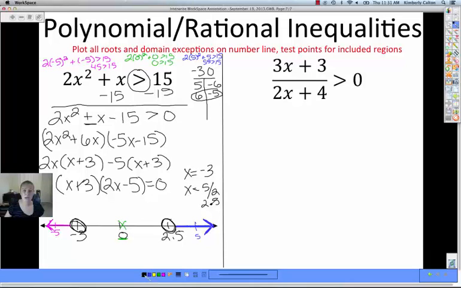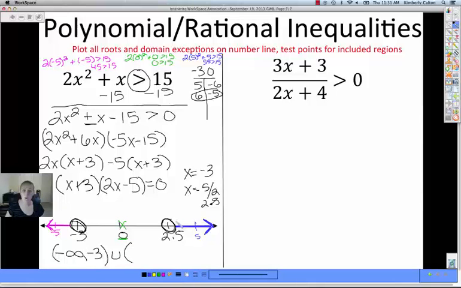So for our final answer, we want to write down the parts that are shaded. So remember we always write things from left to right. So we're going to start here at this arrow. So I have negative infinity to negative 3. And since this is an open circle, I get a parenthesis.